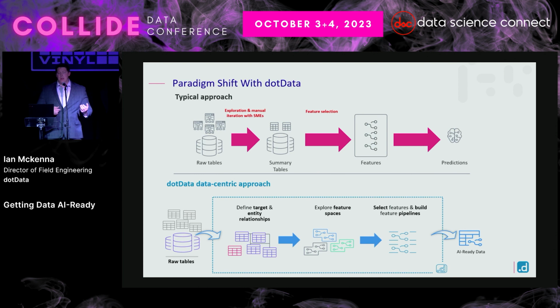And there are 3 key things that we'll need to do in order to surface those aha moments. The first is that we need to define what it is that we're trying to predict. So that's the target variable, the prediction. We also need to define, if we have many different tables, how they're connected together.